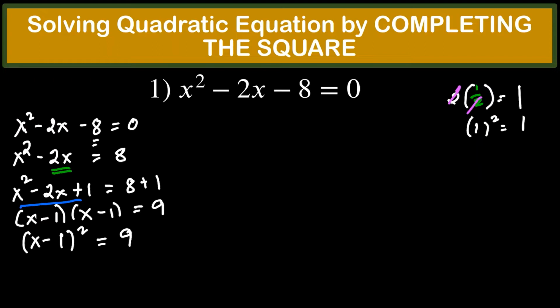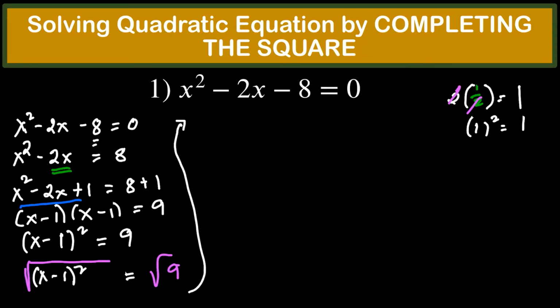To do that, we will have the square root of x minus 1 squared and also the square root of 9. Simplifying this further, the square root of x minus 1 squared is x minus 1, and the square root of 9 is plus and minus 3. So x equals, transposing this constant to the right side of the equation, positive 1 plus and minus 3.